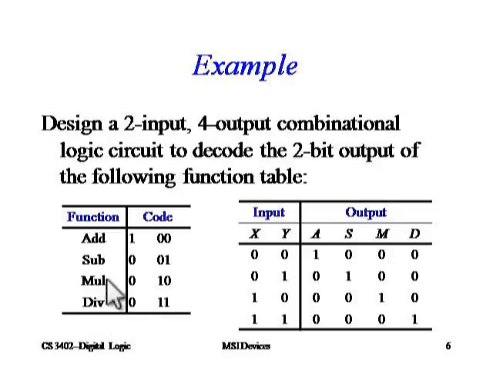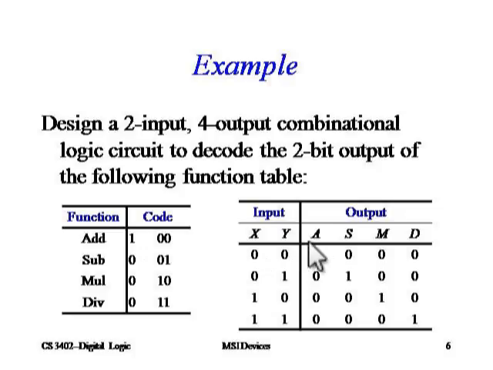Then we can easily make out that this particular thing can be achieved using the decoder. This code can be given as input X, Y, and each function is one of the outputs of my decoder. Here it is a 2-bit code, so I am using a 2-bit input. So the possible outputs are 4 because it is 2 raised to 2. So what we are doing is designing a 2 input, 4 output combinational logic circuit in order to decode a 2-bit code. So it is simply nothing but the use of a 2 to 4 decoder.